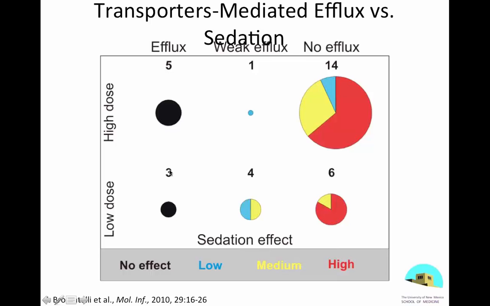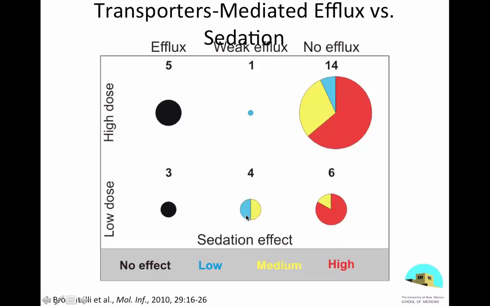We do see that the dosage has an effect. So those that have a severe side effect, and this is also regardless of the potency to the receptor, those that are not effluxed have that side effect. So sort of diagonally you should look at the way these are separate.